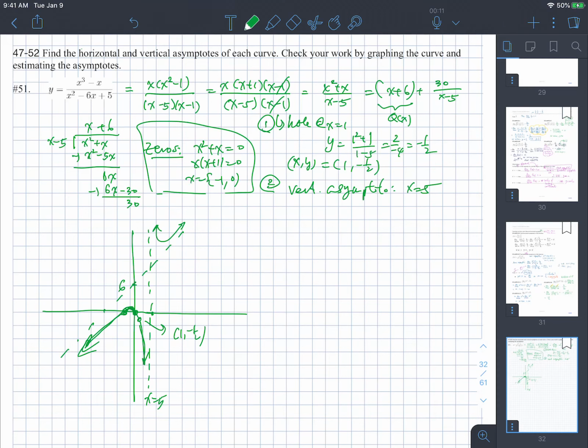But if you did, what do you call that thing? Yeah, sign analysis, okay? So the lesson is that if the numerator is 1 degree higher than the denominator, it's a slant asymptote. So keep that in mind. So once again, that right there is a slant asymptote, and that's q of x. So y is equal to q of x, which therefore is y equal to x plus 6.